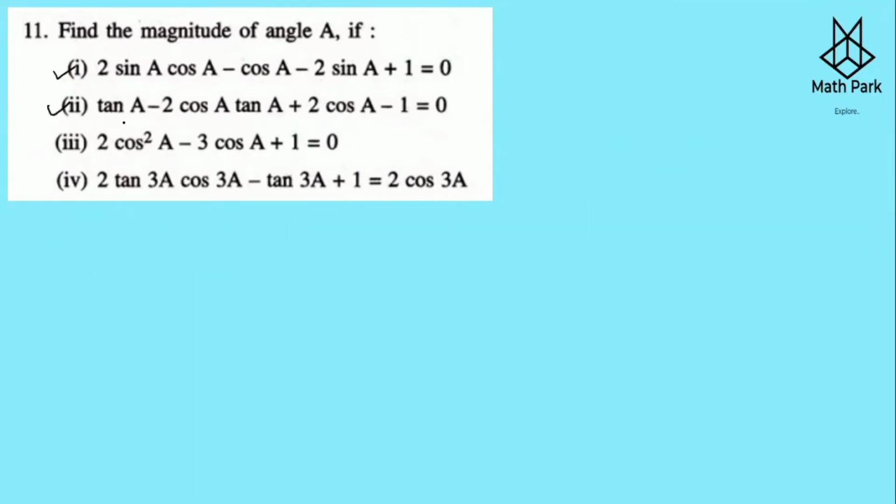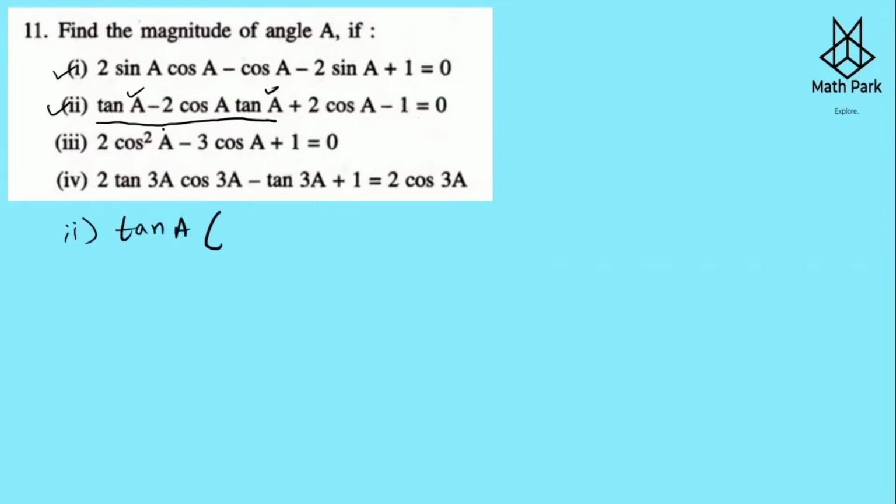Let us start with the second. We have tan A minus 2 cos A tan A plus 2 cos A minus 1. So again, we are going to factorize this. From these two, we can have tan A common. So we take tan A. We are doing the second one. We take tan A common.